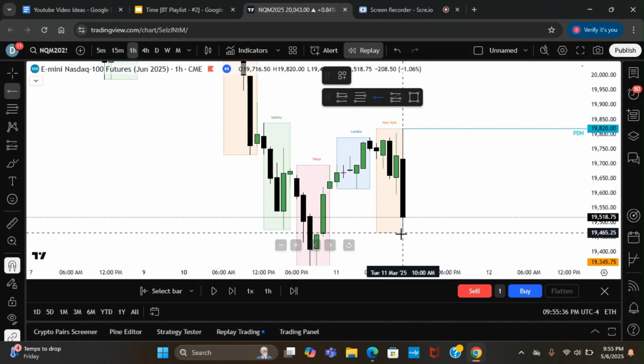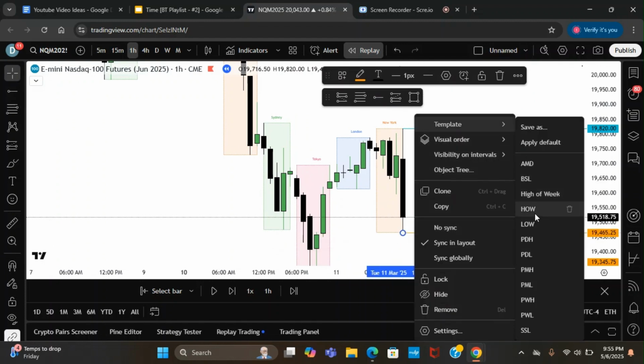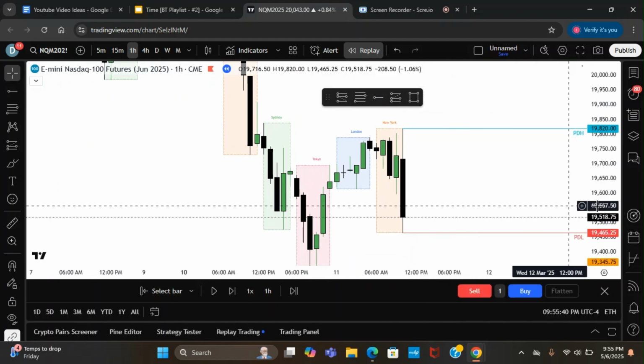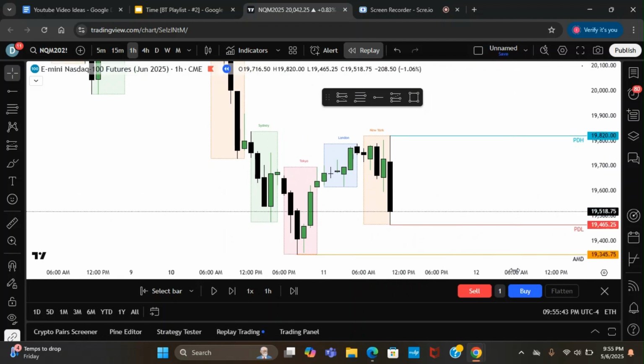These two are the bare minimum points that we're looking for. On a Thursday, it would be previous day's high or previous day's low. For what we're looking at right now on the daily AMD, it would be previous session's high or previous session's low.